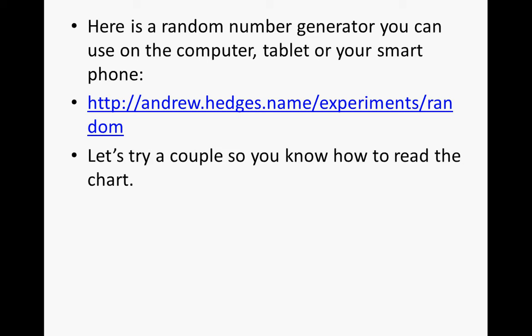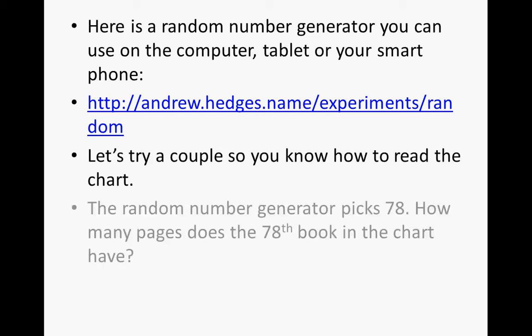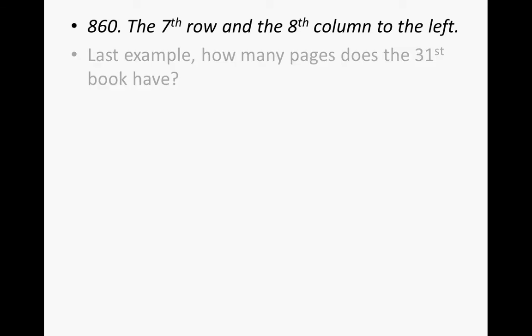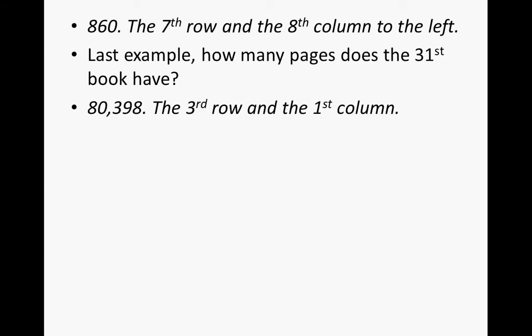So let's try a couple so you know how to read the chart. The random number generator picks 78. How many words does the 78th book in the chart have? Well, that would be 860, because the 78th book would be the 7th row and the 8th column to the left. Last example, how many words does the 31st book have? It has 80,398. That would be the 3rd row and the 1st column.